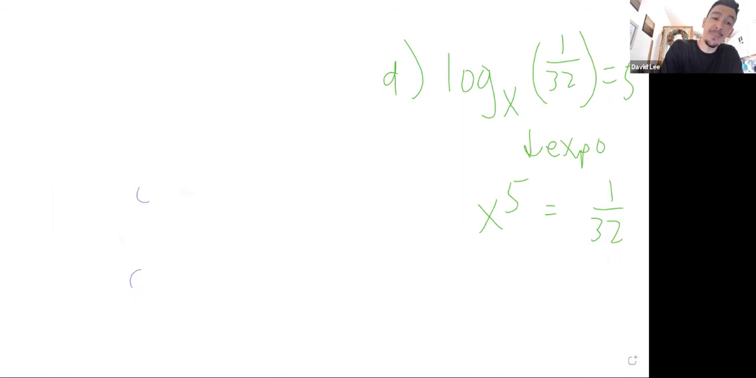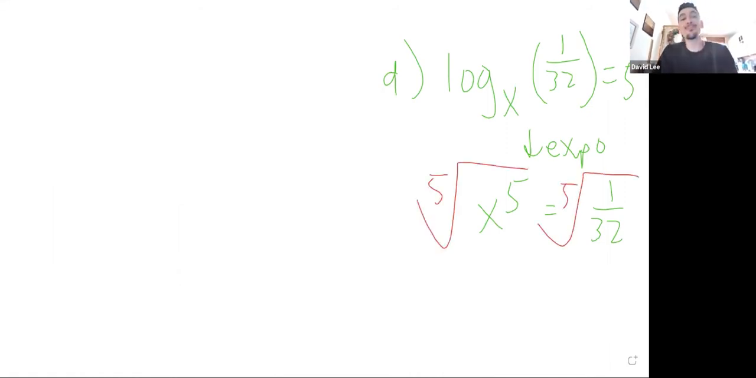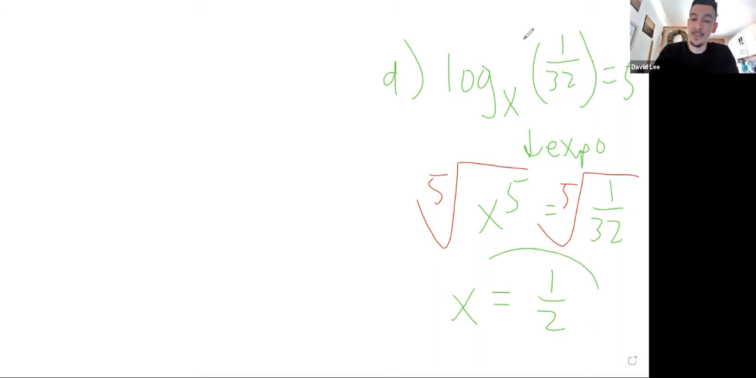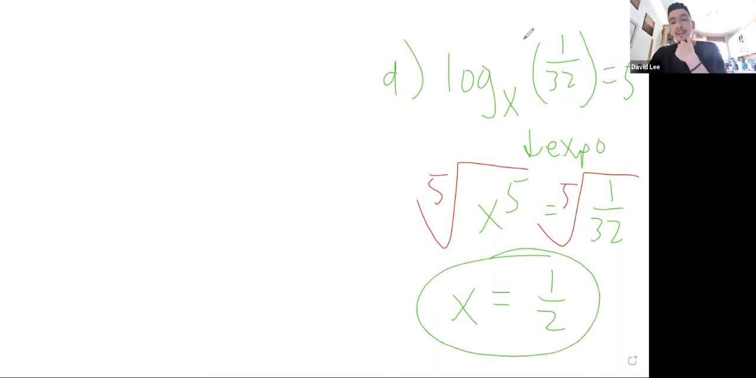And so to make that power of 5 disappear, what we would have to do, guys, is take the fifth root of both sides, right? You'd have to take a fifth root, because on this side, it would just be x. And on a calculator, it would say 1/2, right? On a calculator.